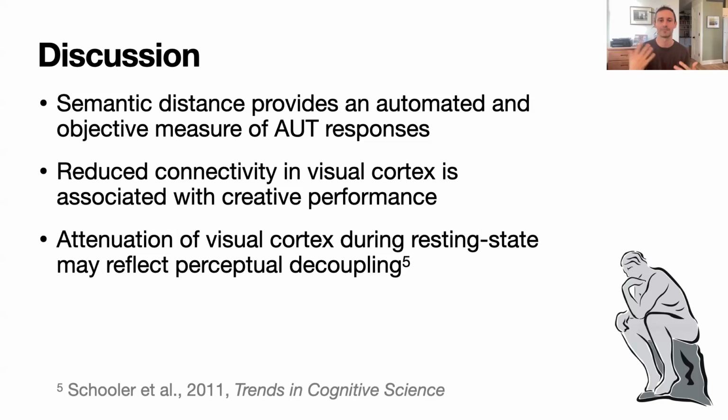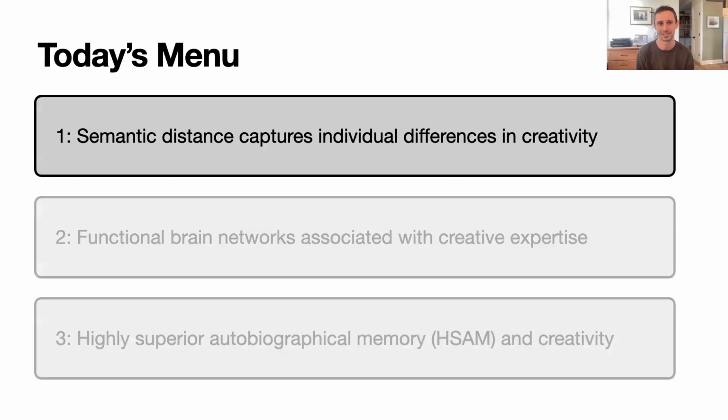we wrote up in the paper was that one possibility is this idea of perceptual decoupling, a term put forth by Jonathan Schooler back in 2011 in relation to mind wandering. They argue that perceptual decoupling is part of the process of internal cognition. So maybe what we're picking up on here is that more creative people during resting state are tuning out their visual input and engaging in internally directed cognition. Just one possible interpretation. So that concludes study 1.